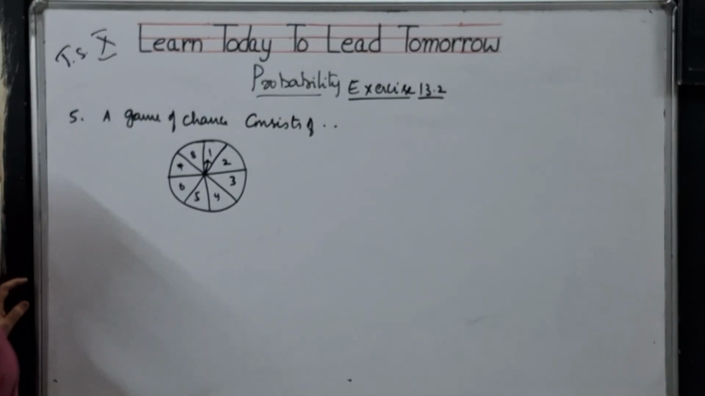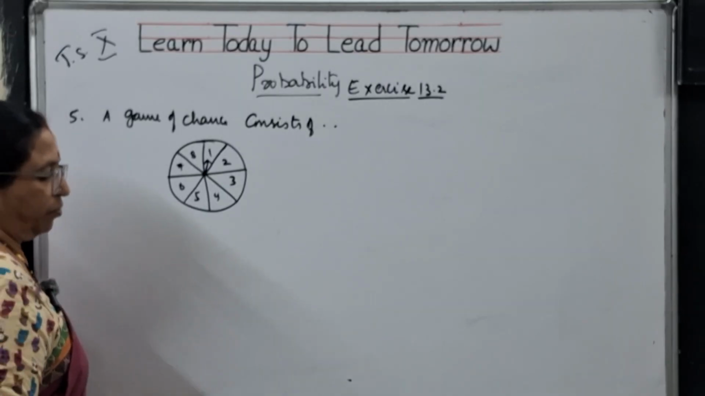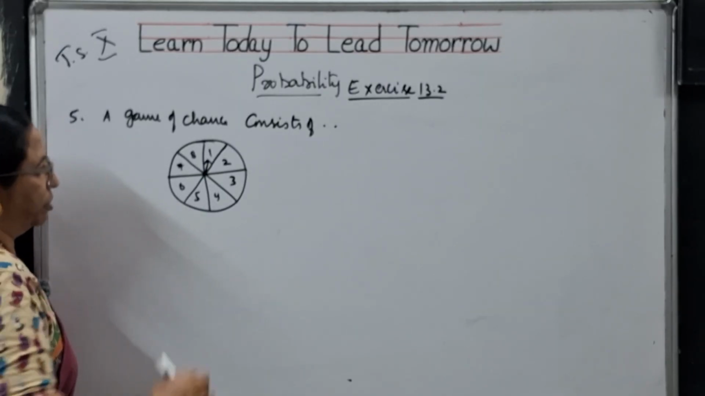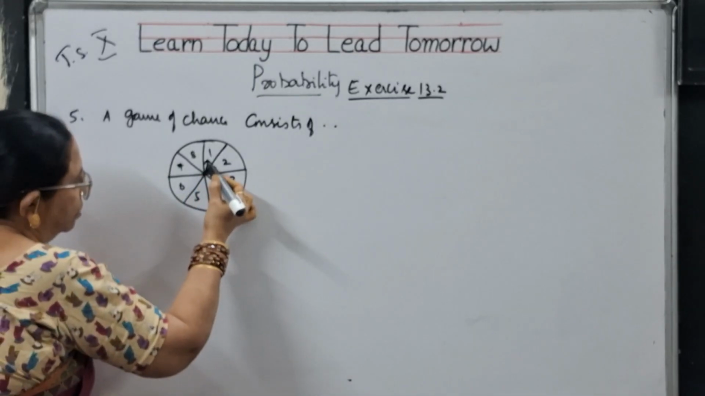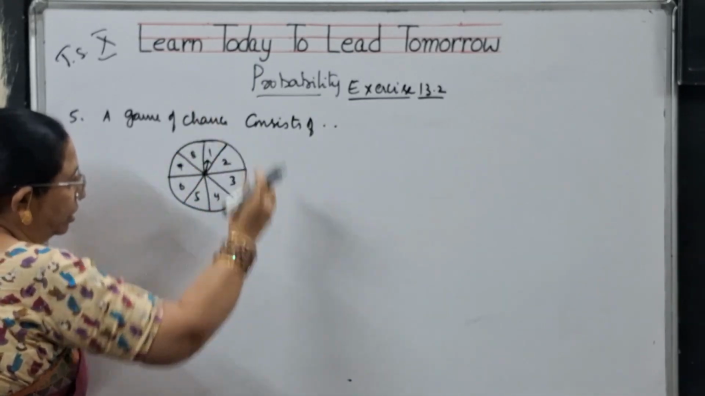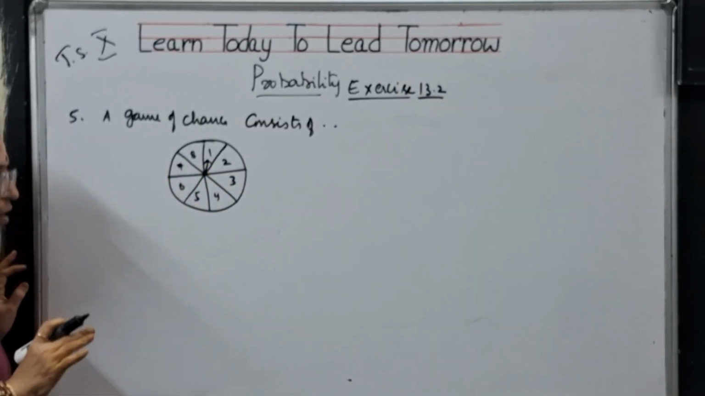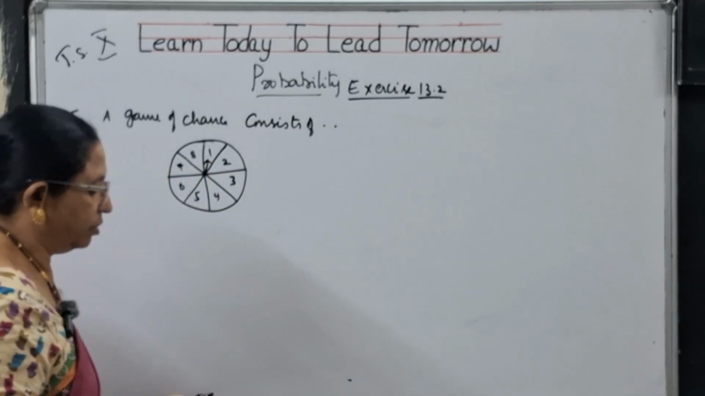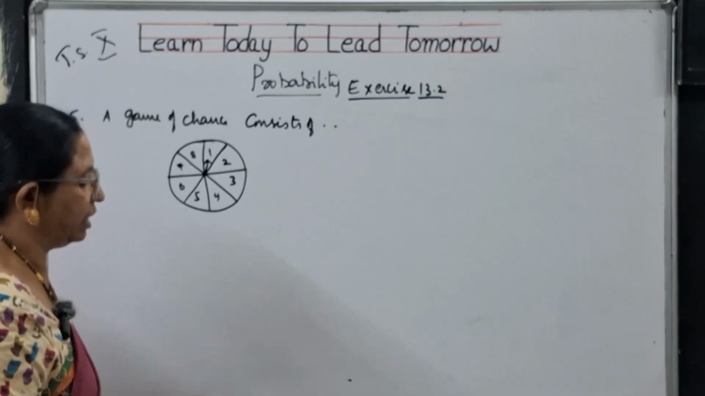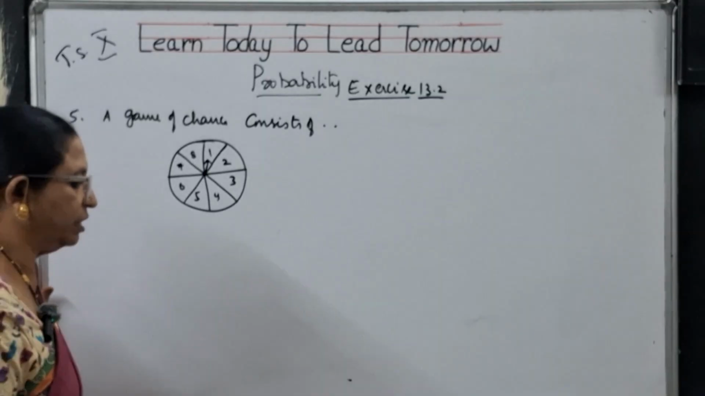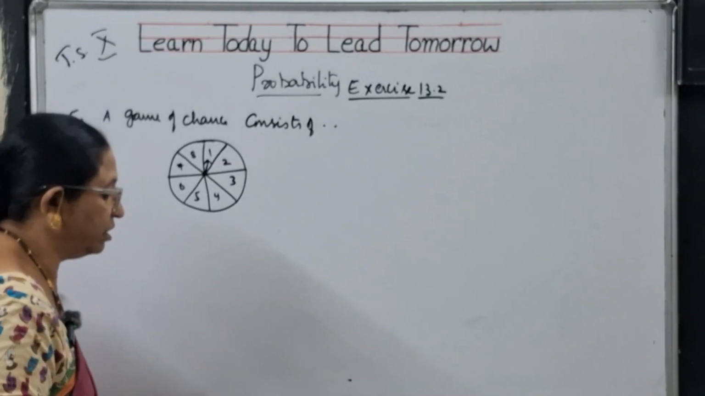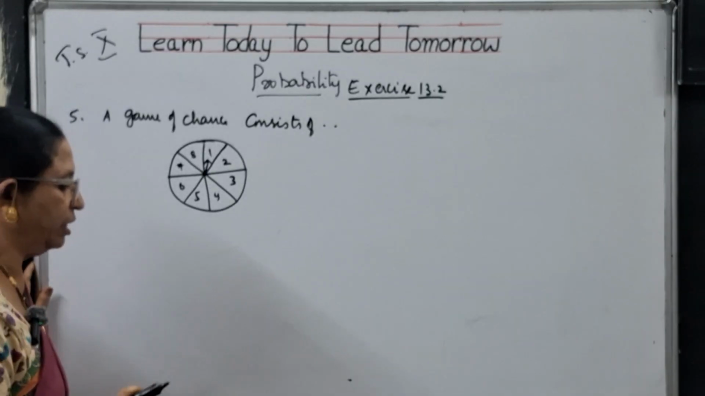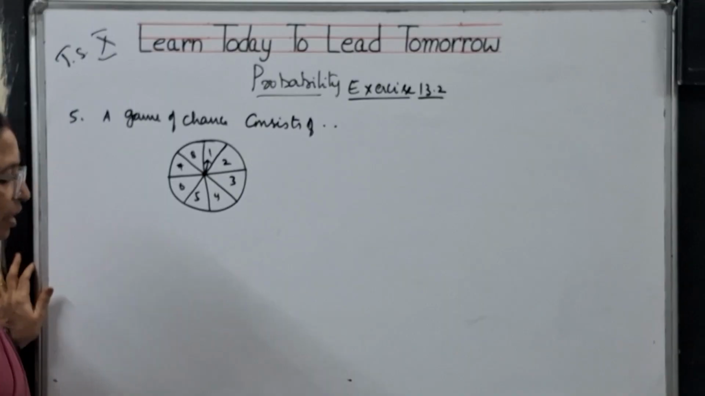Now, fifth problem, children. A game of chance consists of spinning an arrow which comes to rest at one of the numbers. See, a wheel will be there. This is an arrow. They rotate it. So when they rotate the wheel, the arrow will stop at one number. And these are equally likely outcomes. What is the probability that it will point at 8, or an odd number, or a number greater than 2, or a number less than 8?